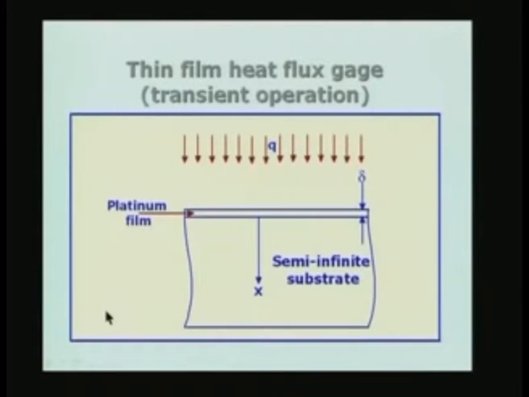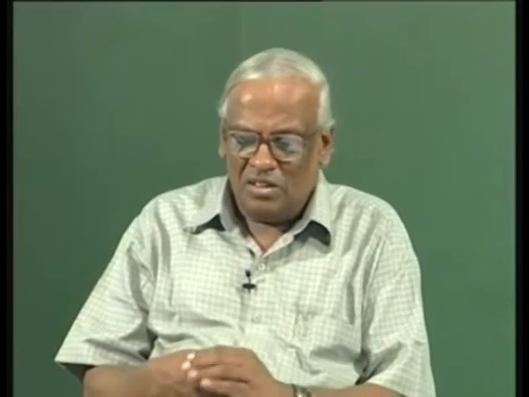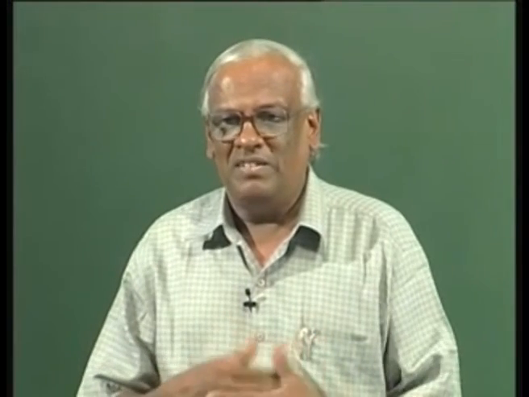So, let us look at the second type of application, which we call a thin film heat flux gauge, and these are used for measurement of transients over very small periods of time. You had a copper of 3 millimeter thickness, we had a stainless steel of about 12 millimeter thickness. Now, we are not talking about millimeters of thickness, we are talking about very thin gauge. So, what is the difference between the present thin film heat flux gauge and the previous slug gauge?